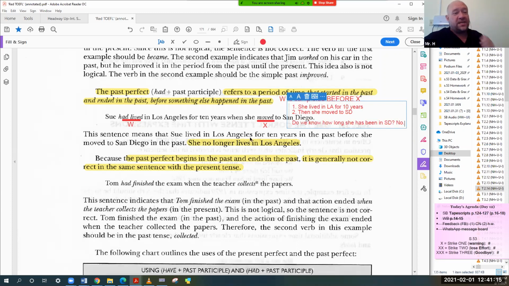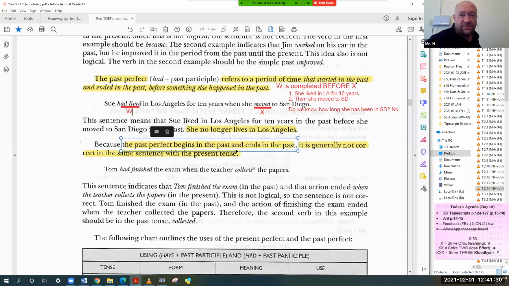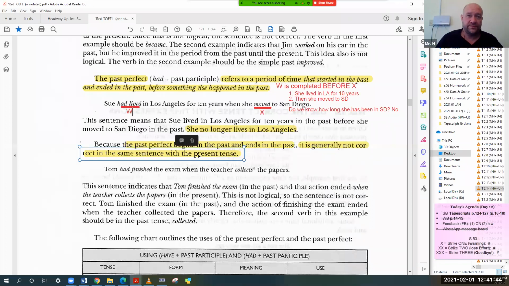All right, so read, let's see, Haytham, right here. She no longer lives in Los Angeles. Okay? Continue. The past perfect begins in the past and ends in the past. It's generally not correct in the same sentence with the present tense. Good. Abdulaziz.